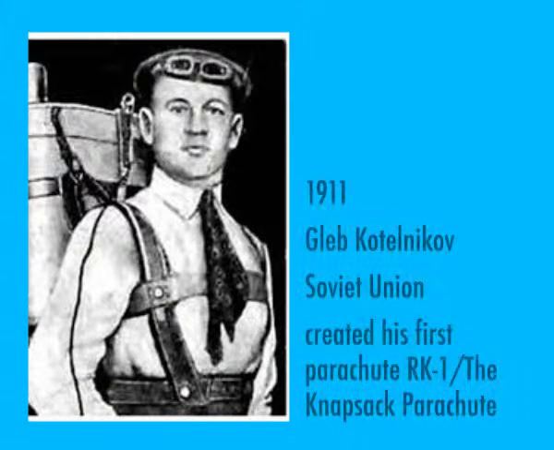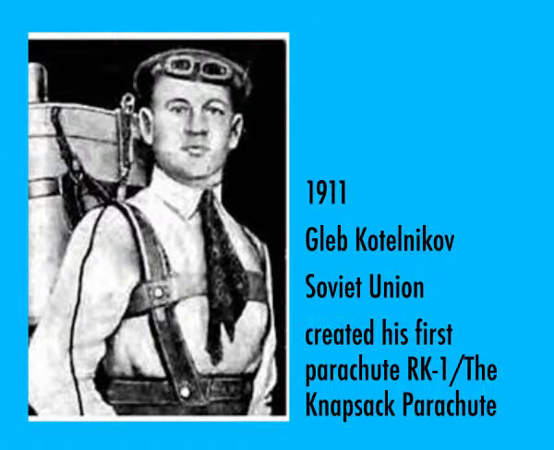In 1911, Gleb Kotelnikov of the Soviet Union created his first parachute. It was a knapsack parachute that was harnessed on his back, and he named it the RK-1.